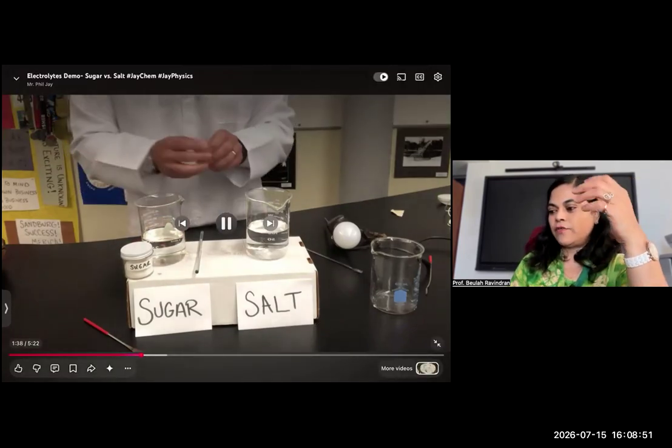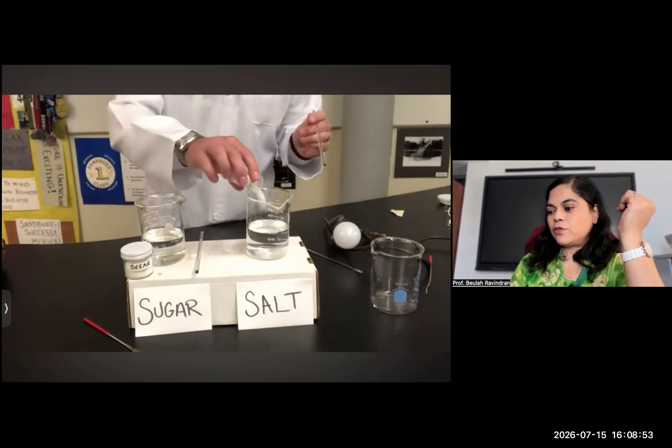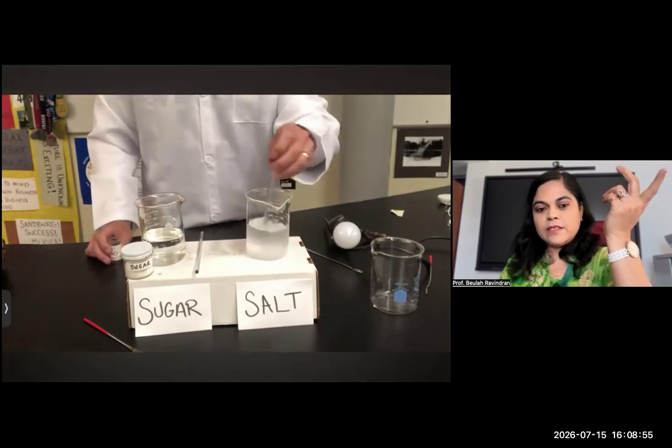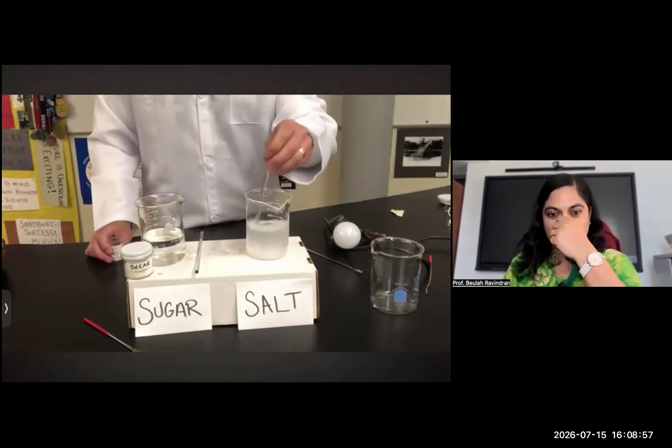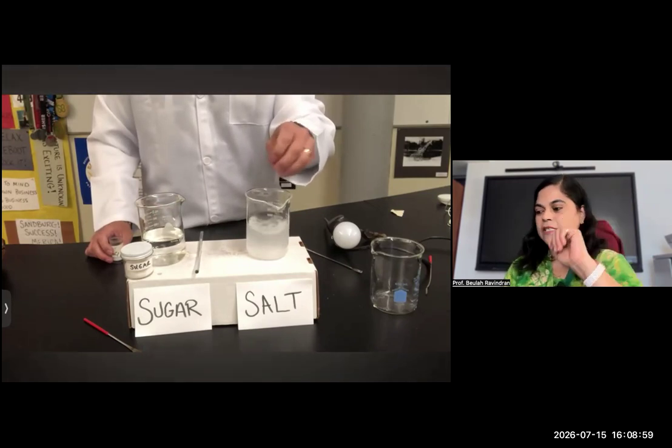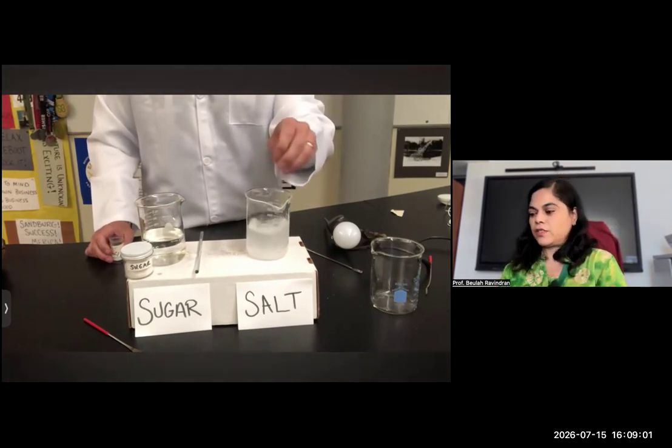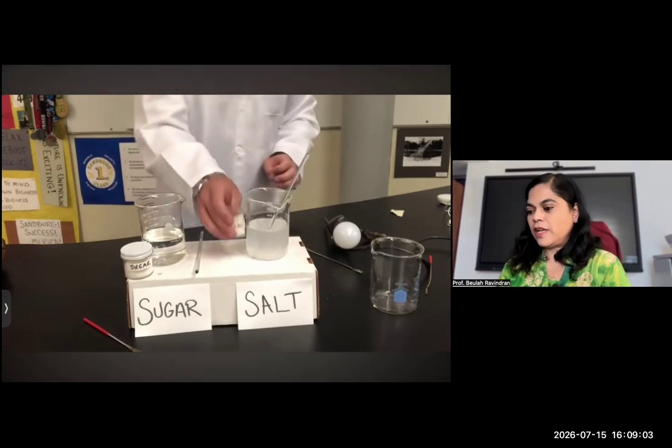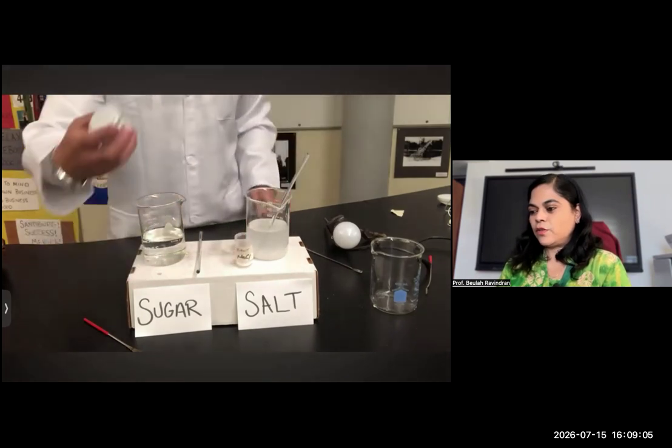So first of all, I'm going to take it and dump it in my bowl. Salt is now added. With my glass stirring rod, I'm going to dissolve the salt and now the sugar into the water, stir it up, and it is fully dissolved. Let that sit.